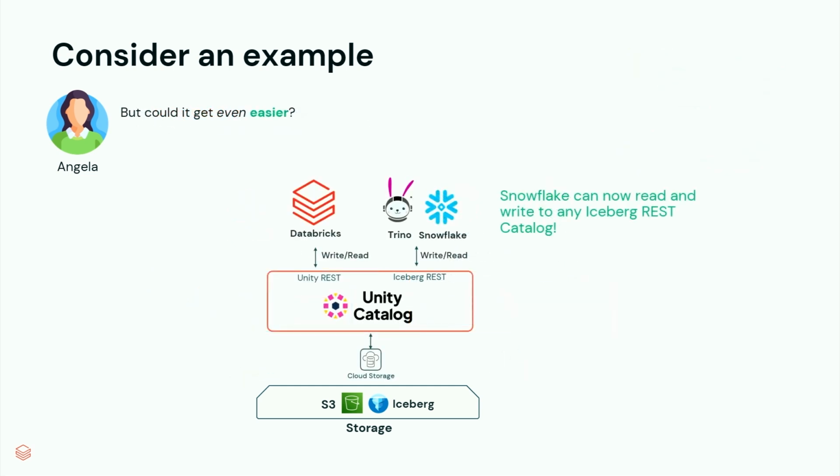But things could be even simpler. Last week at Snowflake Summit, Snowflake actually announced that they'd be adding support for writing to external Iceberg REST catalogs, of which Unity Catalog is one. And with now the fact that we have support for writes to Unity Catalog, Snowflake in this case could actually just write directly to UC. So creating a UC managed Iceberg table from Snowflake. So your architecture becomes a lot simpler and a lot fewer hops.